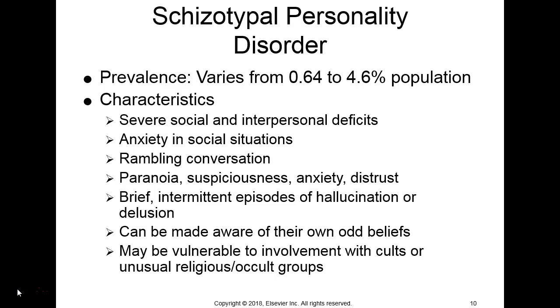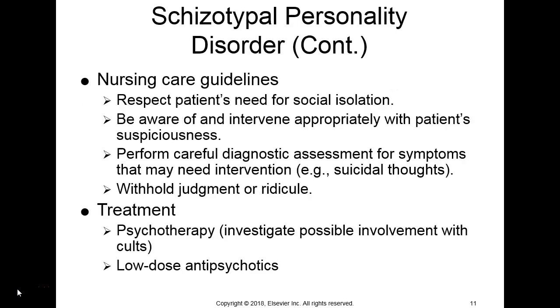So again, we're getting really close to schizophrenia here, and they're even saying in your book that sometimes this is more common in people that have first-degree relatives with schizophrenia. So it's definitely the beginning part of that schizophrenia spectrum, even more so than the other two disorders.